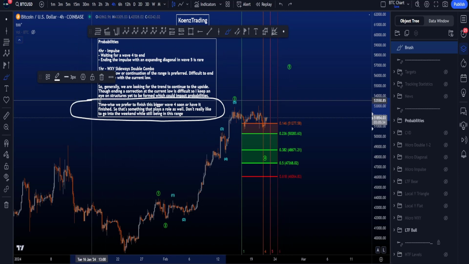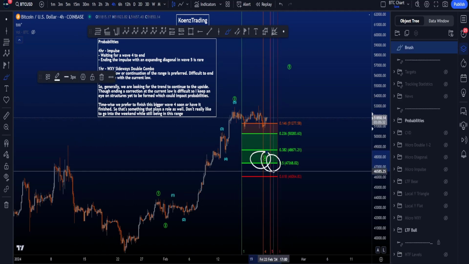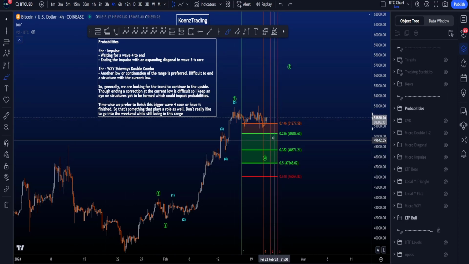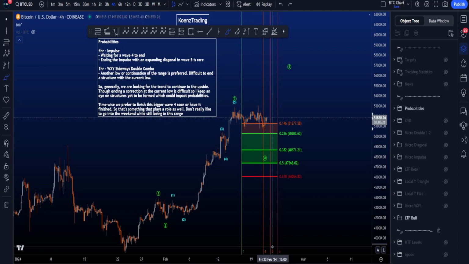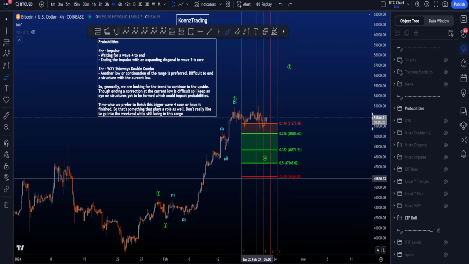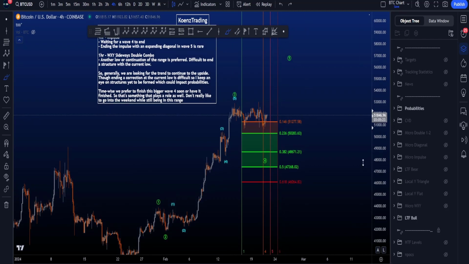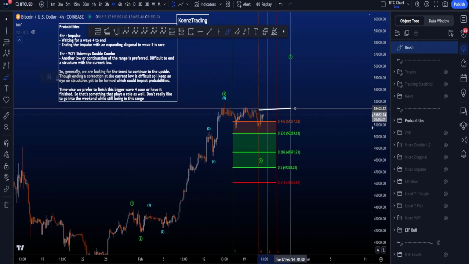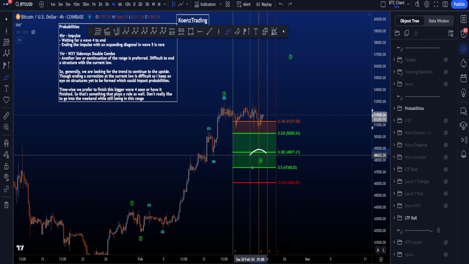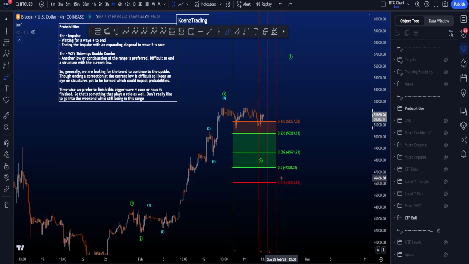Time-wise, we prefer to finish this bigger wave 4 over here soon, or have it already finished, because we are approaching the 5 and the 6 fib time. So that is something that also plays a role, because I don't really like to go into the weekend and not yet finish this wave 4. So let's see what we get today, and of course also tomorrow.